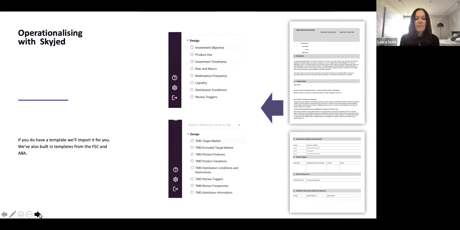In this example I'm about to walk through, using a digital tool to set up those target market determinations, it really doesn't matter what TMD templates you're using. We've been able to import FSC ABA templates or custom templates that you've created yourself, to manage those target market determinations in an ongoing way.